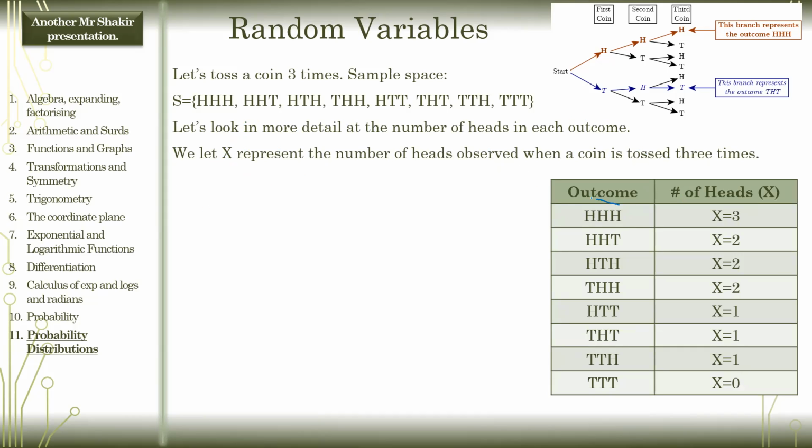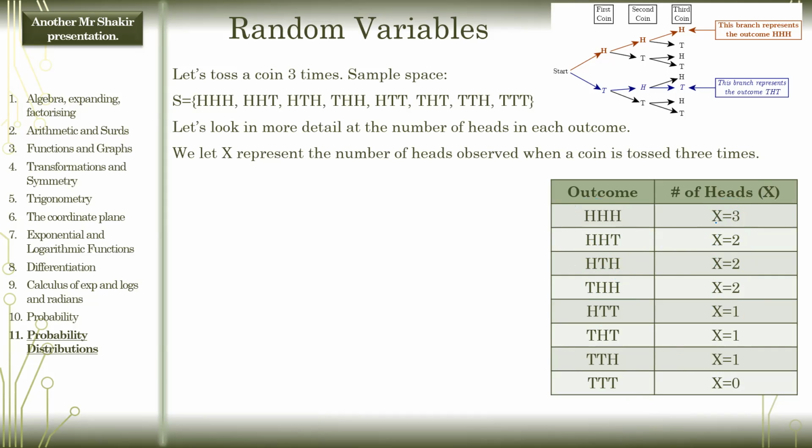How many heads in the first outcome? 3. So we said X is equal to 3. But in this outcome, X is equal to 2 because there are 2 heads. And then you have 2 heads here as well. 2 heads here, 2 heads, and so on.